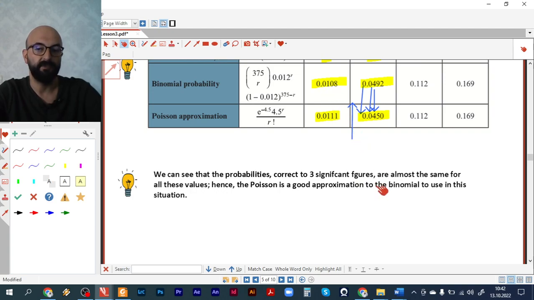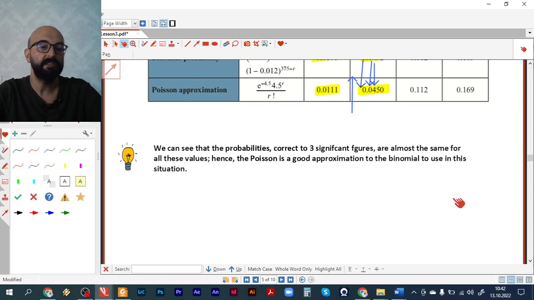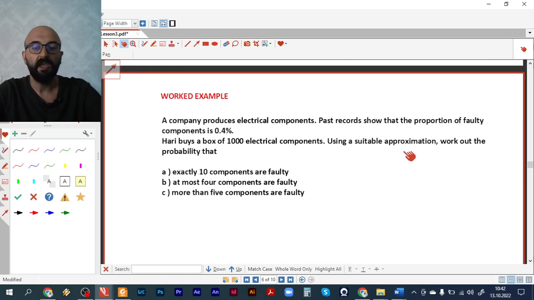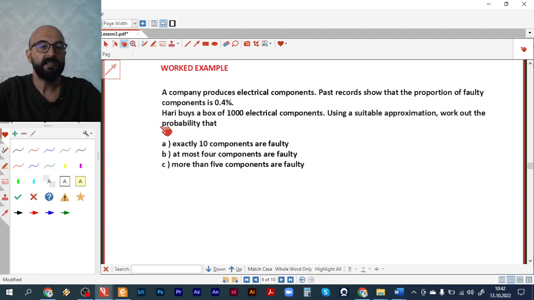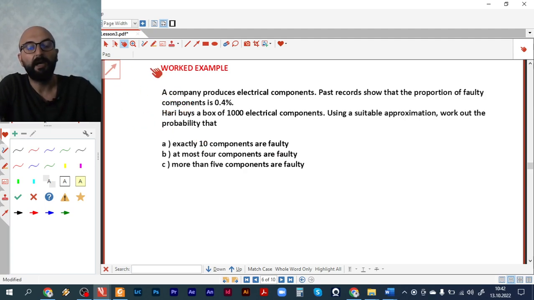Three significant figures are almost the same for all these values, hence the Poisson is a good approximation to the binomial to use in this situation. Okay, now we have some example about the binomial distribution approximation to the Poisson distribution.